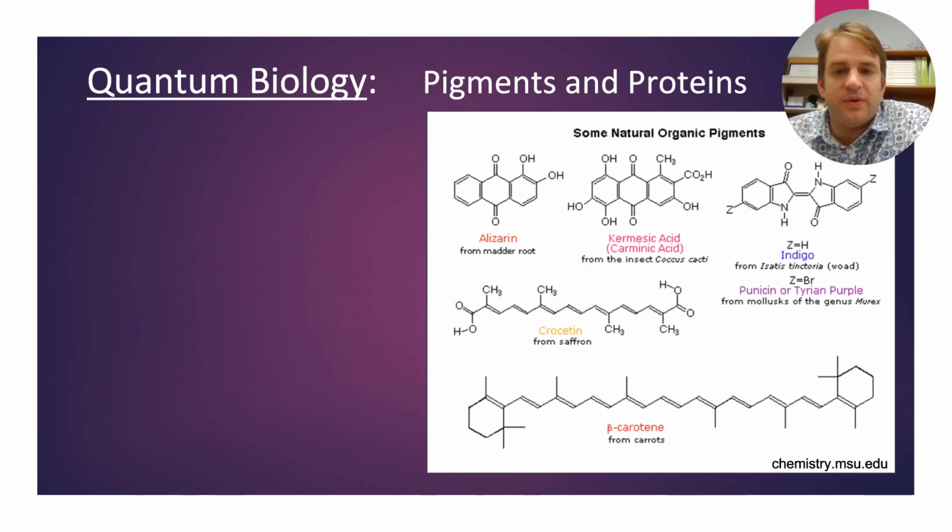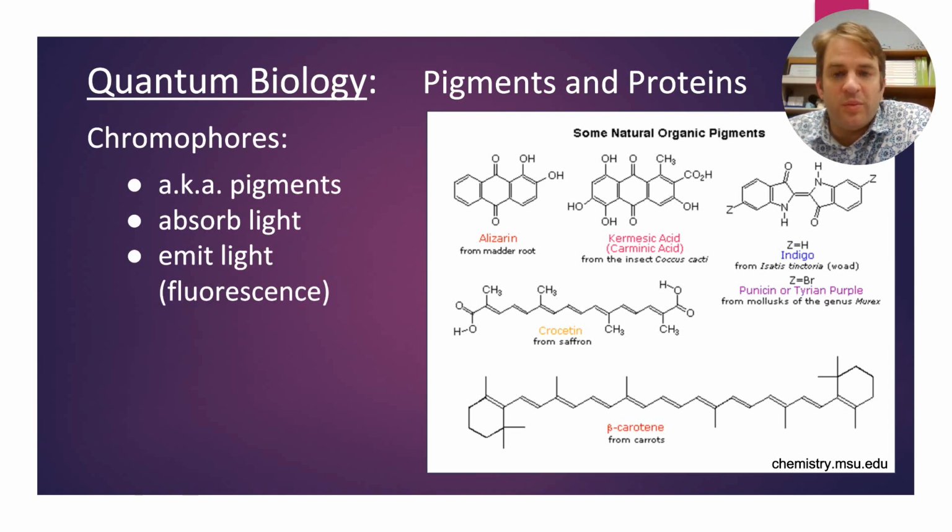But pigments and proteins are critical for countless areas of metabolic function in biology. Chromophores, these light-sensitive molecules, also known as pigments, absorb light and re-emit light in the form of fluorescence. So these include things like beta-carotene, which makes carrots orange. Indigo is a famous pigment, as well as the royal Tyrian purple, the pigment of kings and queens. Most of you would have heard of saffron, and some of you may have heard of alizarin.